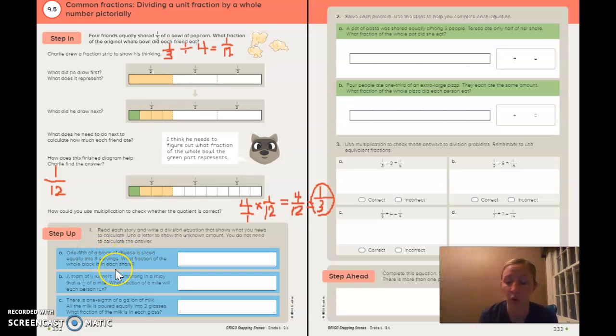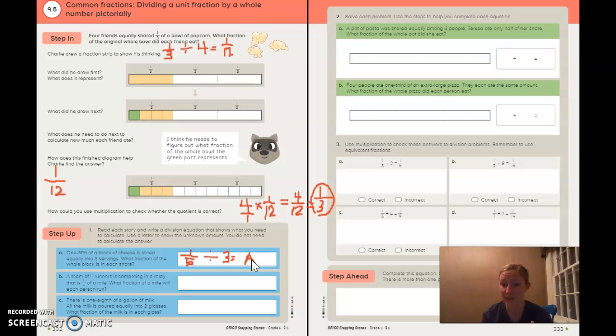What fraction of the whole block is in each share? Okay, to get that answer, what I did was I took 1/5 of the block and I divided it into 3 different servings. And that will give me my answer, which I'm going to use A for answer.